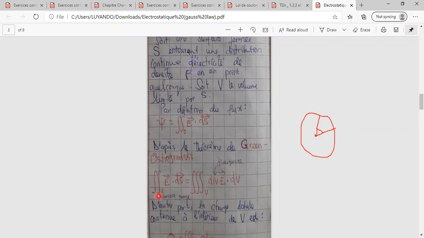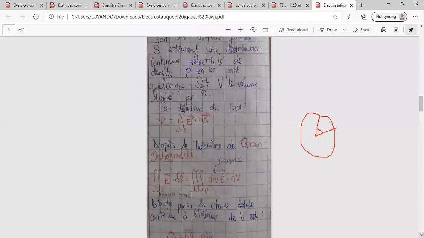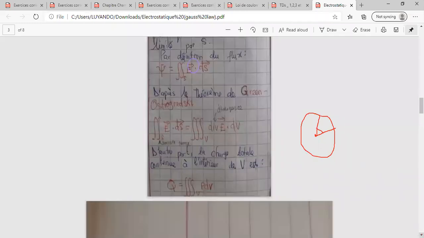So they've introduced a new theorem, which is flux divergence or Green-Ostrogradsky. And then, dans le volume, la charge totale contenue à l'intérieur de V. As we talked about earlier, we have the total charge contained in the interior of the volume, which is our formula for charge. So Q is equal to the integral over V of rho dV, with rho the volumic charge density, which is what we have here.